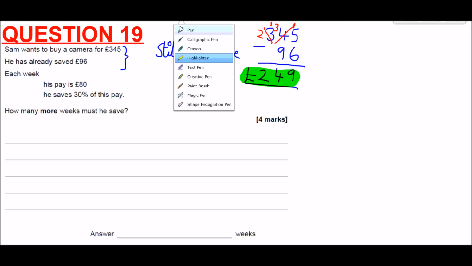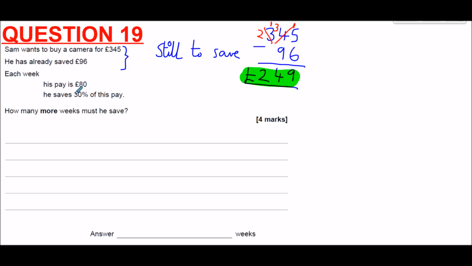Now it tells us here how much he's going to save each week. He saves 30% of his pay each week. 100% of any number is the number itself. So 100% of 80 will be 80. Now from this we can easily enough work out 10% by dividing by 10. To go from 100 to 10 we can divide by 10. So we need to do the same to the 80. 80 divided by 10 is 8. Because 1 and 80 are whole numbers, it just looks like we're knocking a 0 off each one.